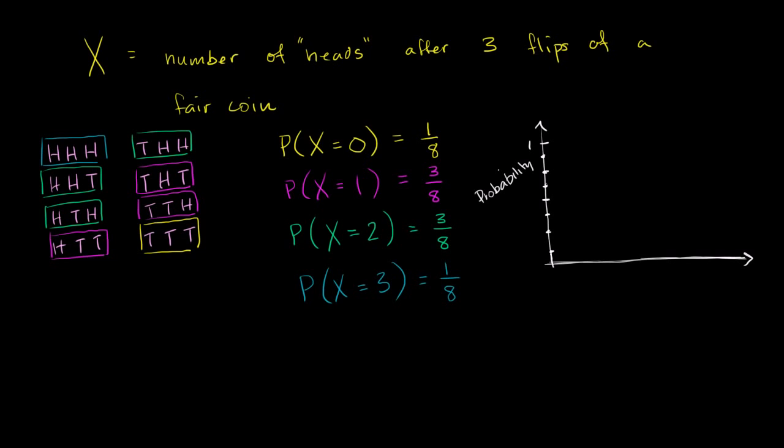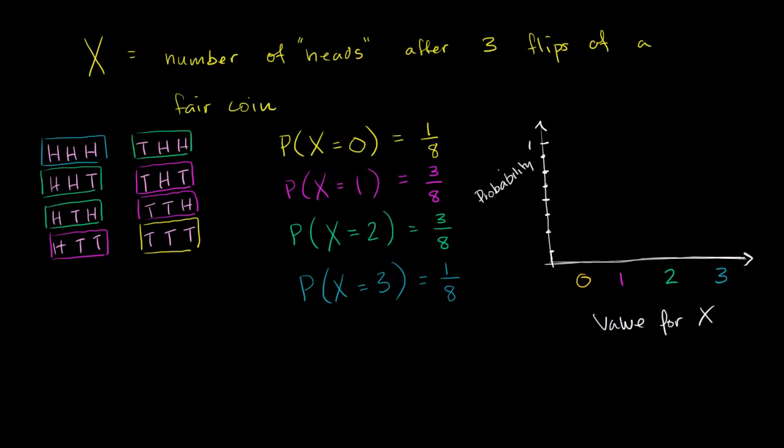And then over here, we could have the outcomes, or let's write this as the value for X. So X could be 0, X could be 1, X could be 2, and X could be equal to 3. These are the possible values for X, and now we're just going to plot the probability.